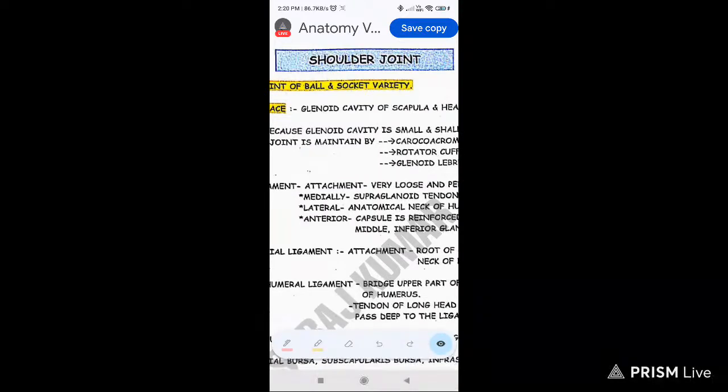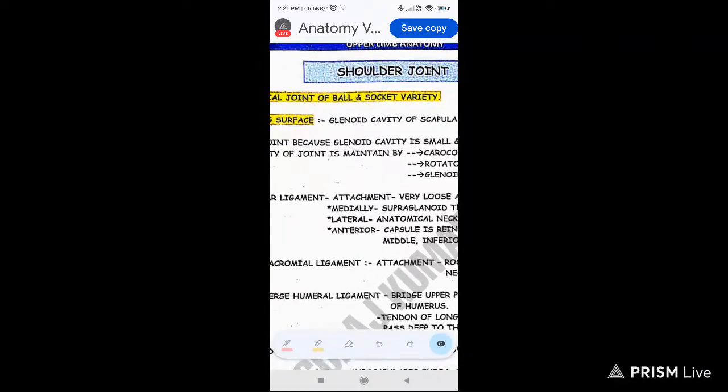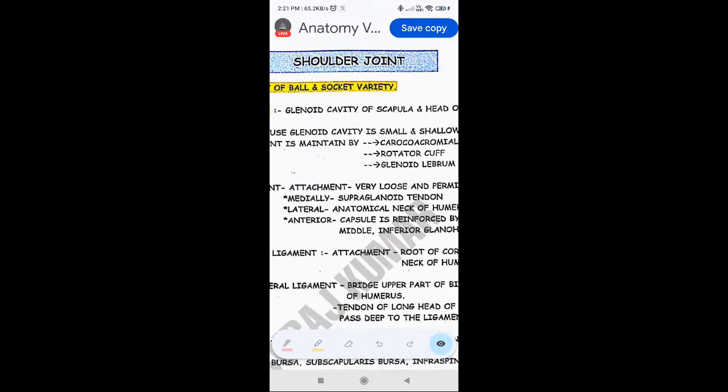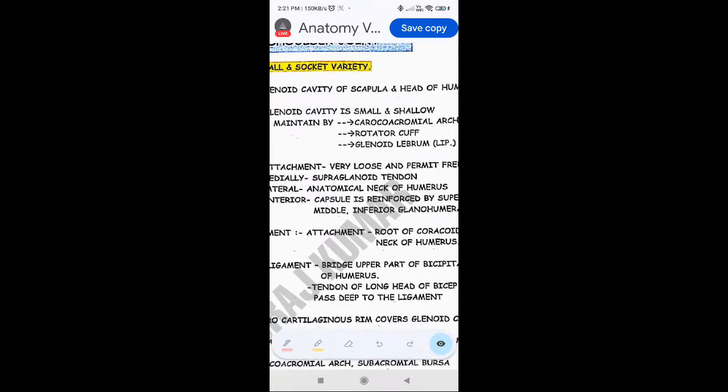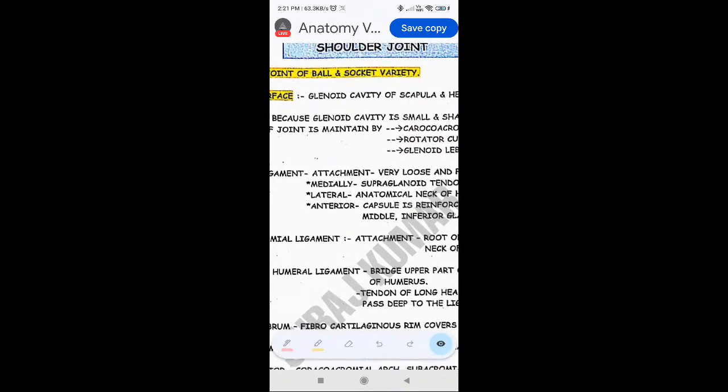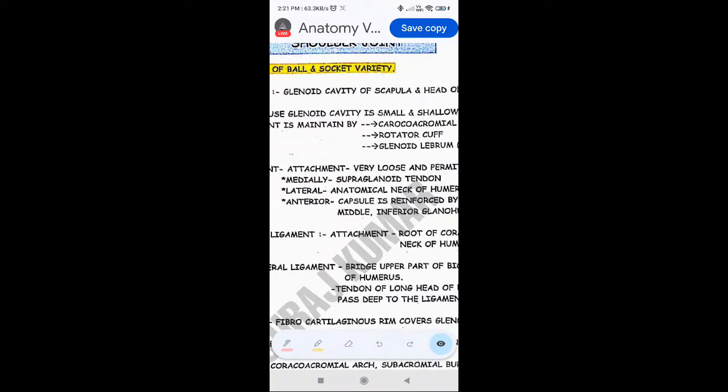It is attached medially to the margins of the glenoid cavity beyond the glenoid labrum, and laterally it is attached to the anatomical neck of humerus, except inferiorly, where medially the attachment extends beyond the supraglenoid tubercle.